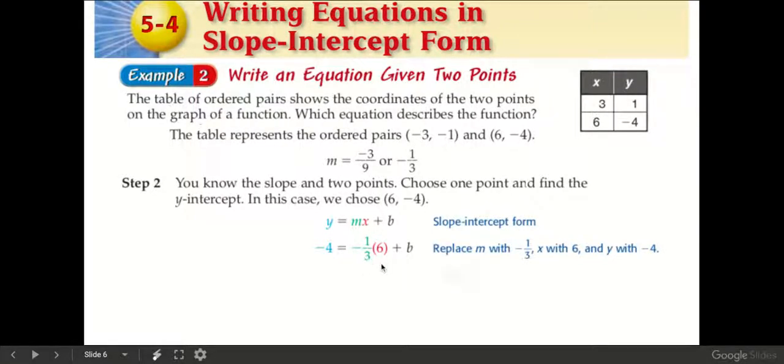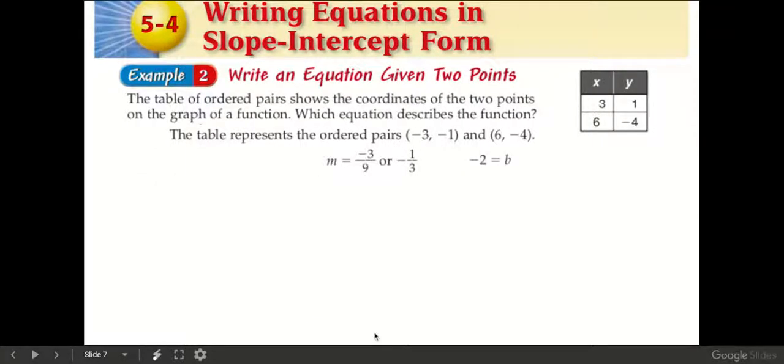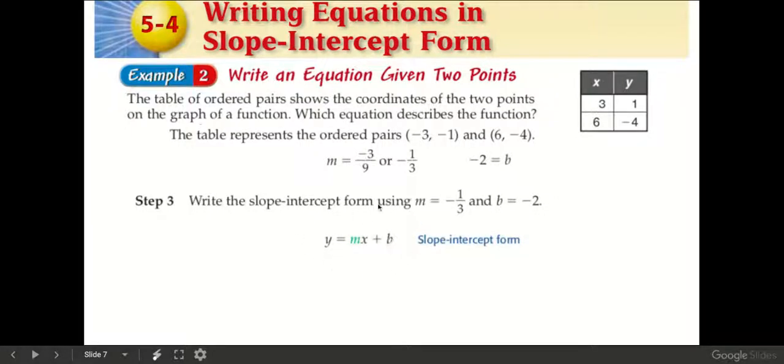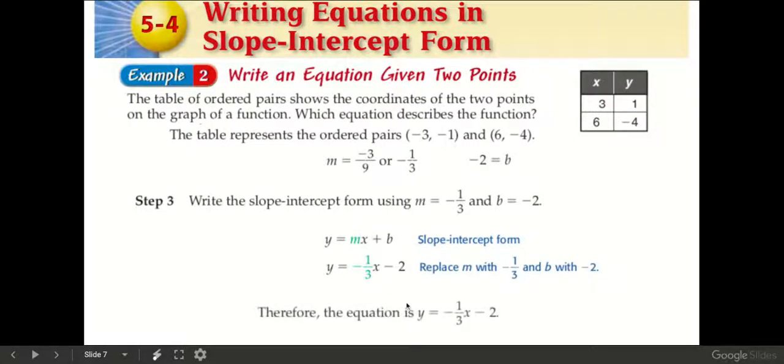-1/3 times 6 gives me -2. And then I've got to get the b by itself because I'm solving for b. So I've got to add 2 to both sides, and that's going to give me b is equal to -2. So now I've found the slope and I've found the y-intercept. Now it goes to step 3. Step 3 is I'm going to use my slope that I found and my y-intercept to write my slope-intercept form equation. Replace m with -1/3. Replace b with -2. And then that would be my equation: y equals -1/3 x minus 2. It can't be simplified any further, so that would be my final answer.